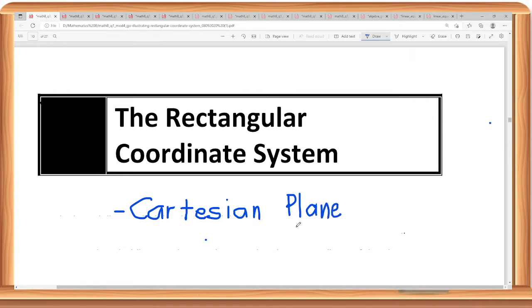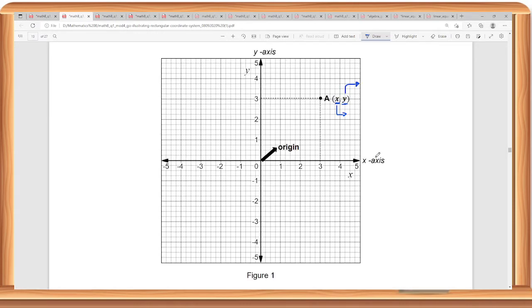From the word itself, plane. So therefore, it is a plane. Okay, so in a plane, there are two number lines. One is the horizontal line, which is the x-axis, and the vertical number line is what we call the y-axis. The x-axis and the y-axis, or the horizontal and vertical lines, are perpendicular to each other, and their point of intersection, where the two lines meet, is what we call the origin.